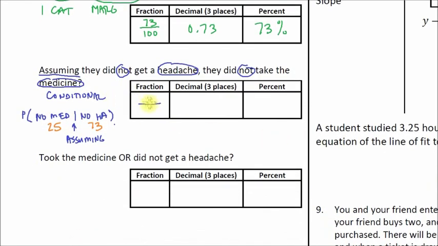So now my fraction is going to be 25. Oh, goodness, can't write a 2. Let's try to fix this and make it readable. 25 divided by 73. And that's going to be 0.342 or 34.2%. All right, last one.